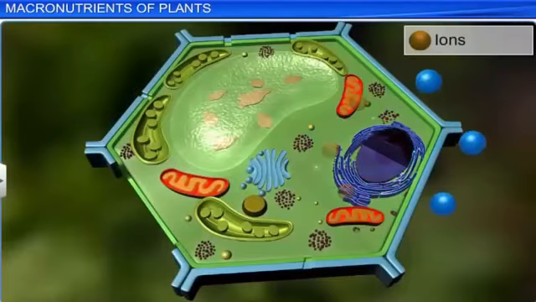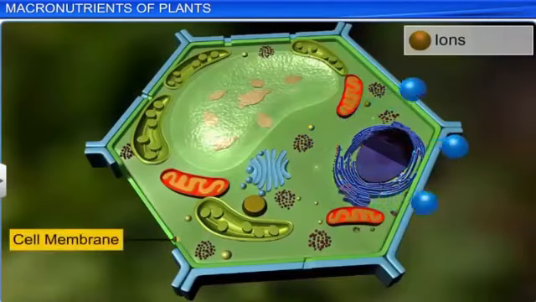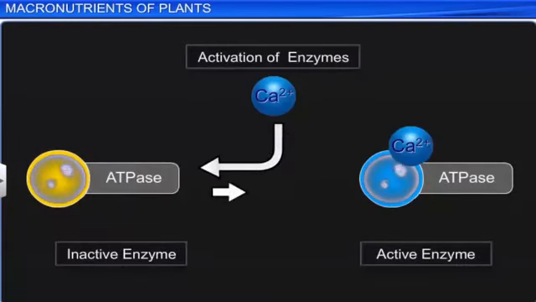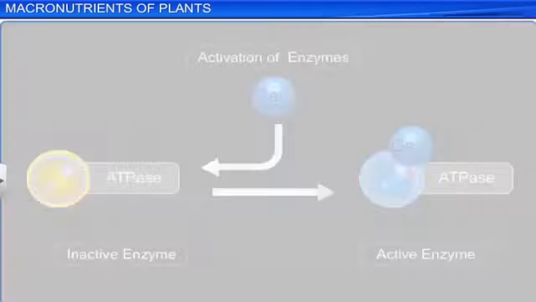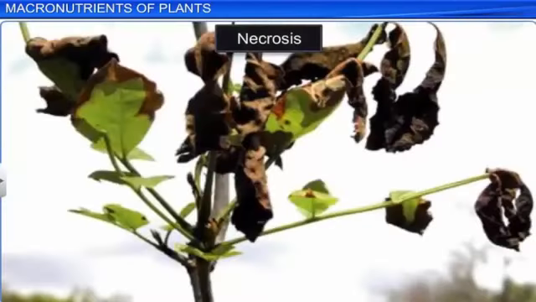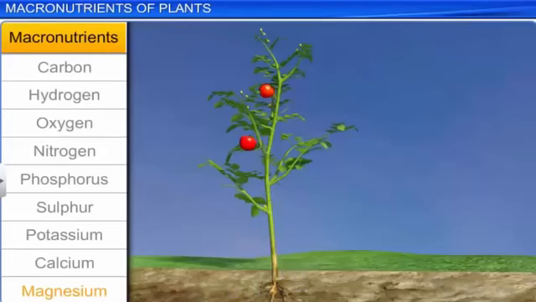It is involved in selective permeability of cell membranes. It activates certain enzymes like ATPase. The deficiency of calcium leads to the death of meristematic tissues, stunted growth, and necrosis. Magnesium is absorbed as exchangeable cations in the soil.